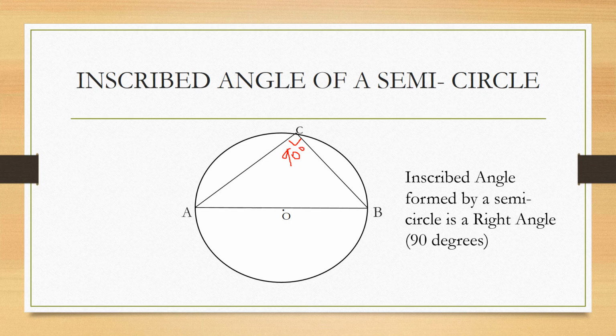So note that an inscribed angle formed by a semicircle is what? A right angle. That is angle 90 degrees. So whenever you're asked about an inscribed angle formed by a semicircle, just tell whoever is asking you that it is a right angle, and when it's a right angle, it means it is angle 90 degrees. Is that okay?